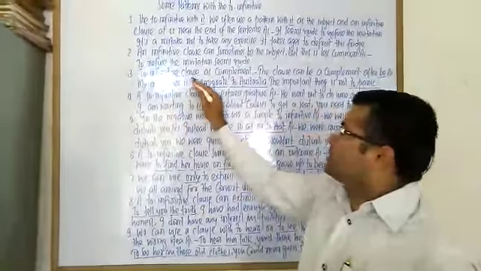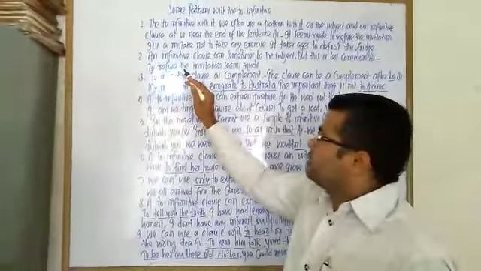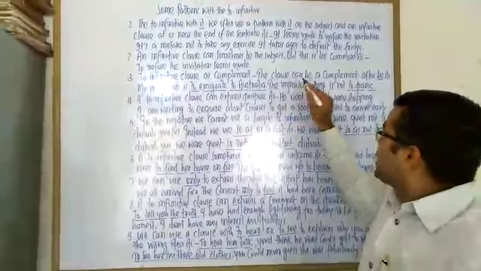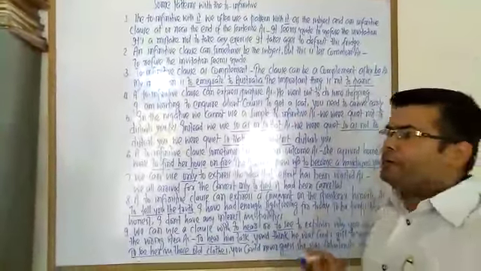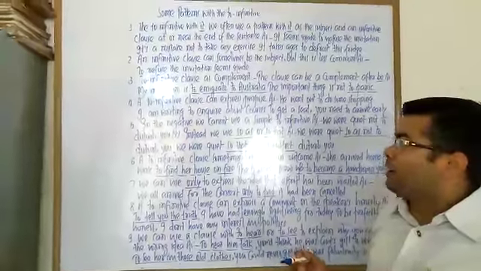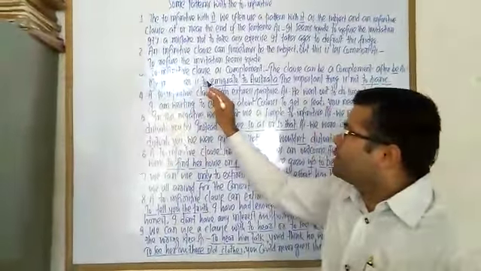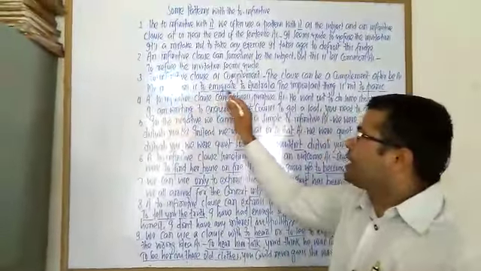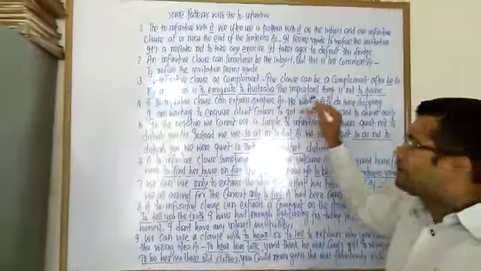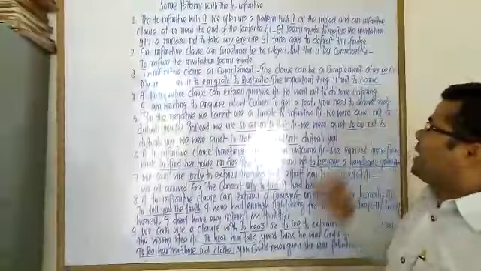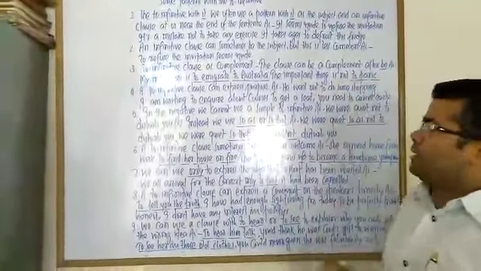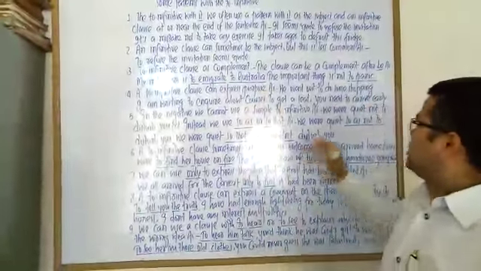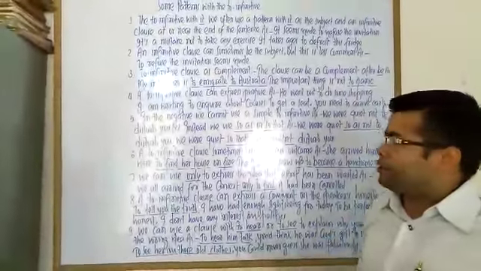To infinitive clause as complement means a to infinitive clause may work as complement. The clause can be a complement after be. Be means you must be knowing is, am, are, was, were. For example, my intention is to emigrate to Australia. The important thing is not to panic. In these sentences, to emigrate to Australia is working as complement, or to panic is working as complement.